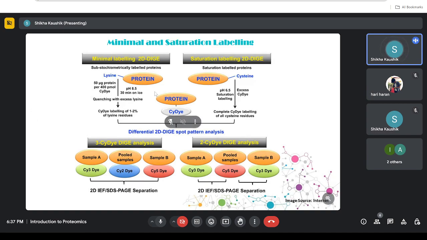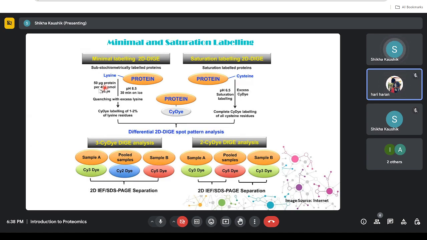This is not telling you much, but basically telling you the amount of protein that you use per dye. So if you could see here, in case of minimum, you are using a very small amount of dye, that is 400 picomolar. Picomolar, can anyone tell me what is the dimension of picomolar? Is it 10 raised to power what? Uh, 10 power minus 12.